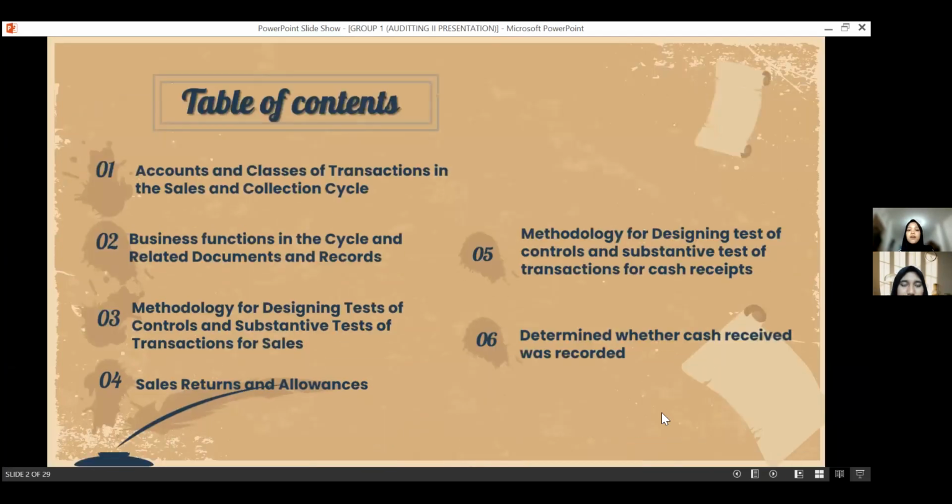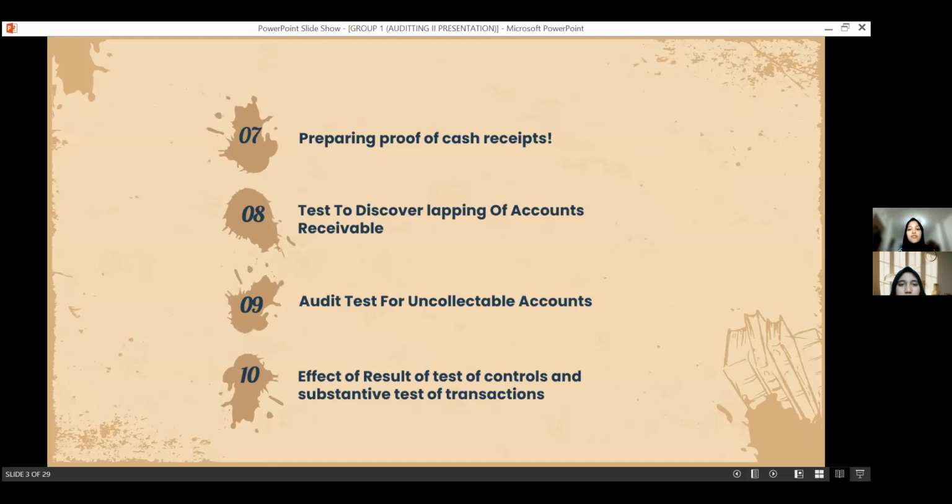For this presentation, we have 10 table of content. The first one is account and classes of transaction in the sales and collection cycle, business function in the cycle and related document and record, methodology for design and test of controls and substantive test of transaction for sales, returns and allowance, methodology for design and test of controls and substantive test of transaction for cash receipt, determining whether cash receipt was recorded, preparing proof of cash receipt, test to discover lapping of account receivable, audit test for uncollectible accounts, and the last one is the fact of result of test of controls and substantive test of transaction.